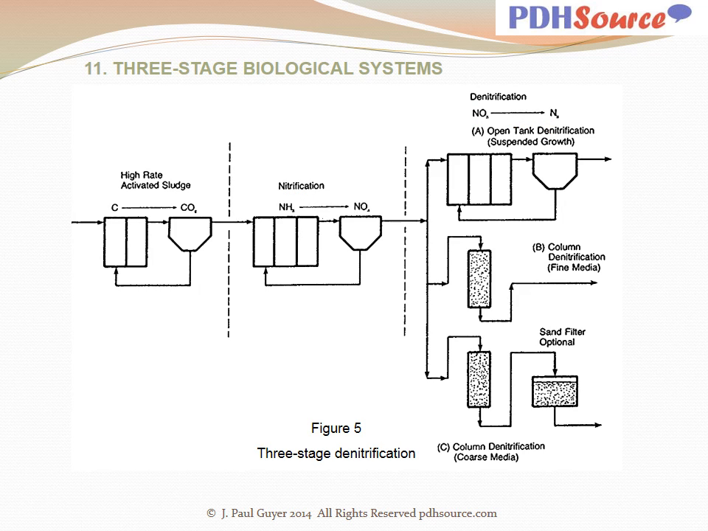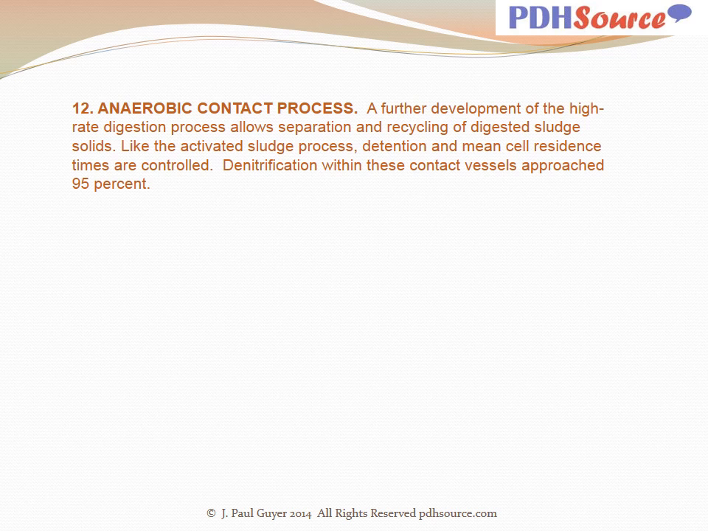Figure 5 is a representation of the three-stage denitrification process. The anaerobic contact process, a further development of the high-rate digestion process, allows separation and recycling of digested sludge solids. Like the activated sludge process, detention and mean cell residence times are controlled. Denitrification within these contact vessels approaches 95%.